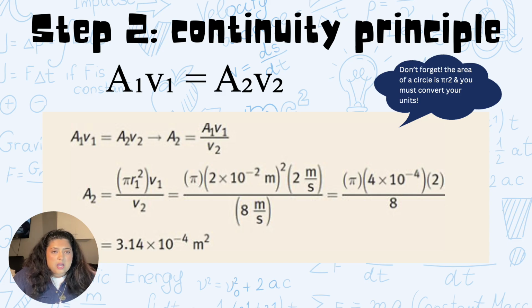The original pipe has a diameter of 4 centimeters, so the radius is 2 centimeters, or 2 times 10 to the negative 2 meters. Don't forget to convert your units into proper standard units, or else this would mess up our calculations and overall our answer to the question. Then I multiply by the initial velocity, which is 2 meters per second, and divide by the final velocity of 8 meters per second. After simplifying, we get area equals 3.14 times 10 to the negative 4 meters squared. So the area at the bathroom level is much smaller, which matches our expectation since velocity increased.